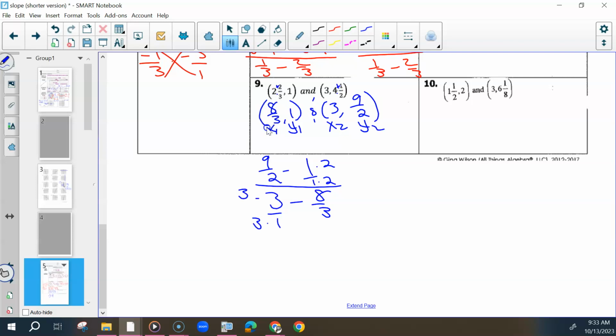So we're going to change the whole numbers to fractions. We have 9/2 minus 2 over 2, all over 9/3 minus 8/3. Then simplify. So what would our two fractions be?